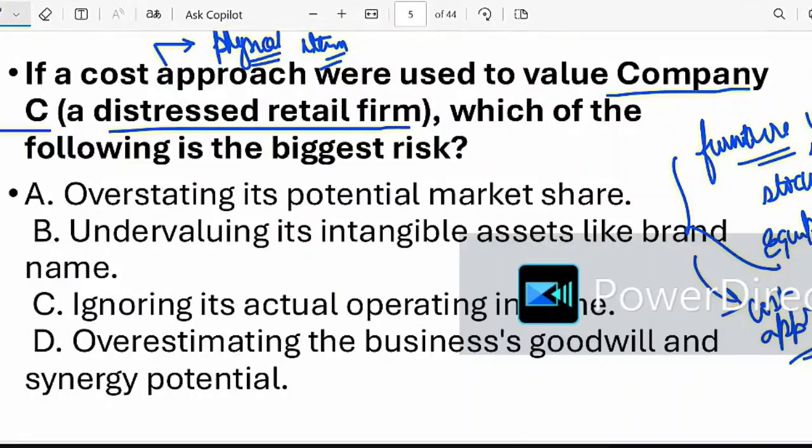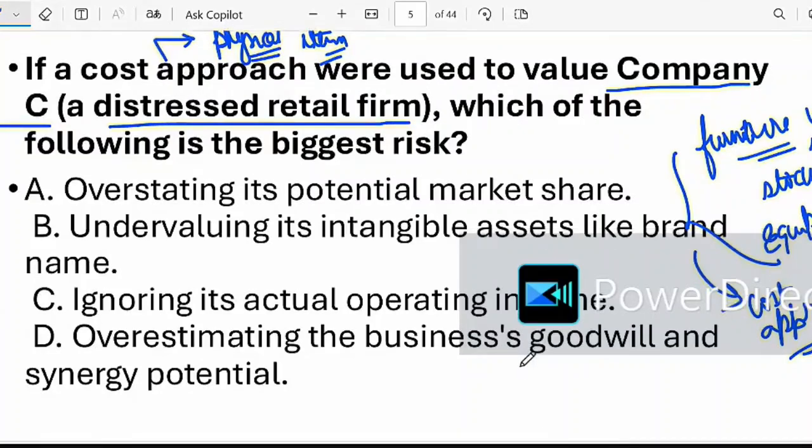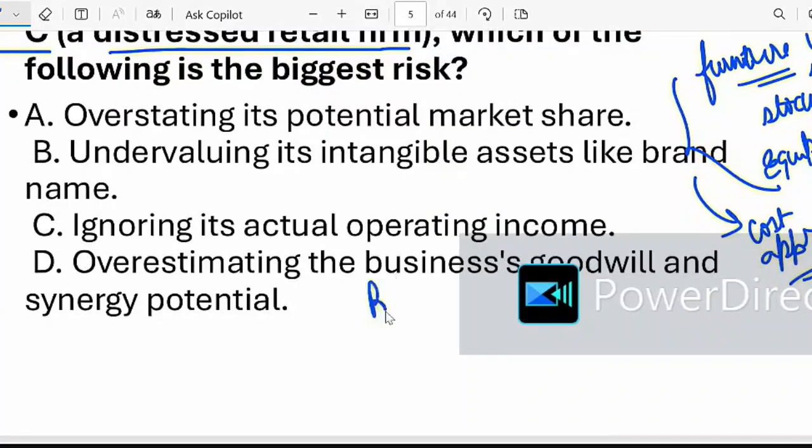But are we missing something here? Can you tell me what we are missing? Is there anything missing in this particular list? Furniture, stock, equipment? Yes, there is something missing. Can you point it out? What is missing here? The main thing that is missing here is the brand name. Yes, this is the brand name. This is missing. This is an intangible asset.